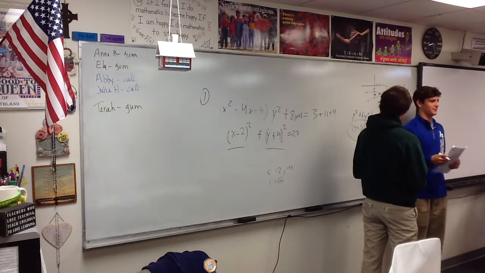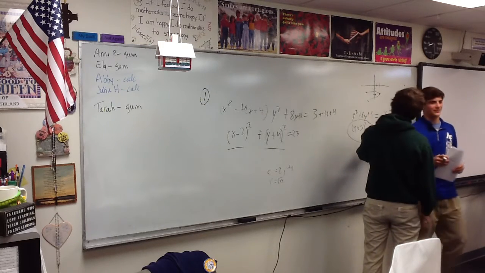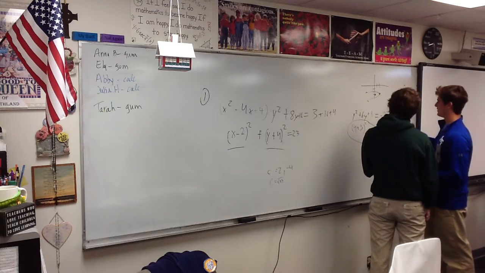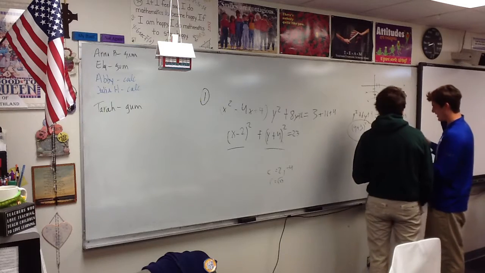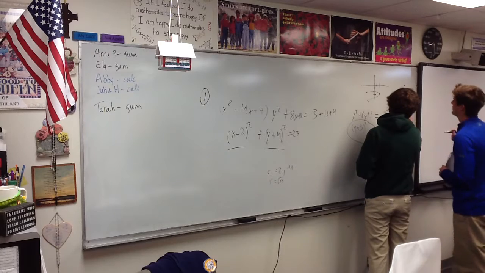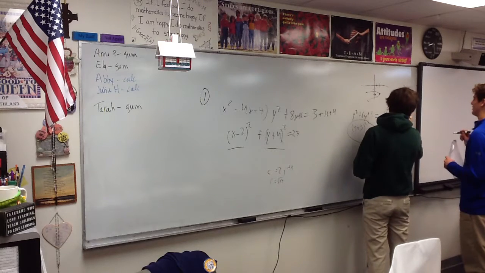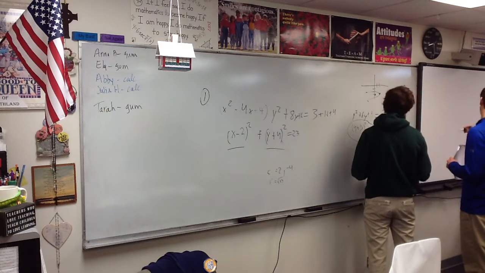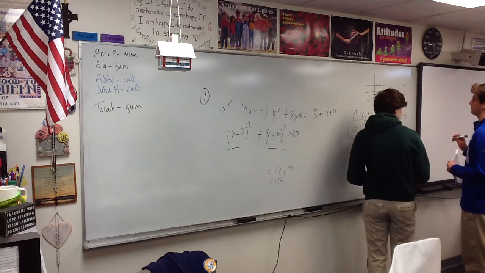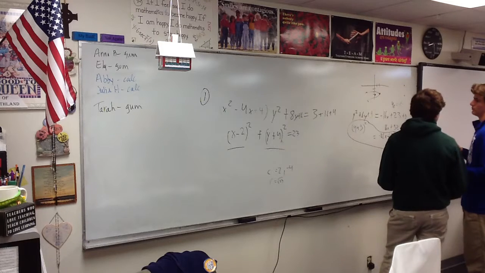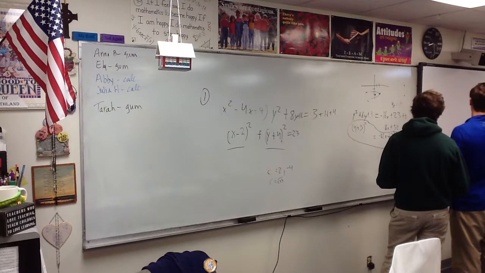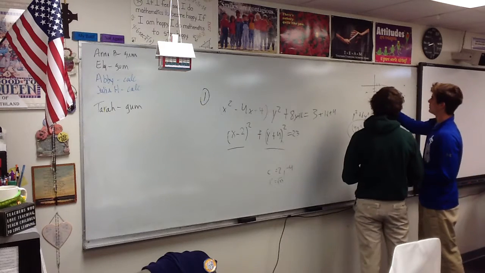How do we find the distance from the vertex to the focus? 4p. Okay, so negative 6... 4p equals 16, so p equals 4. So you're gonna back up 4, because p is how far you go. Start at your vertex and back up 4 this way.